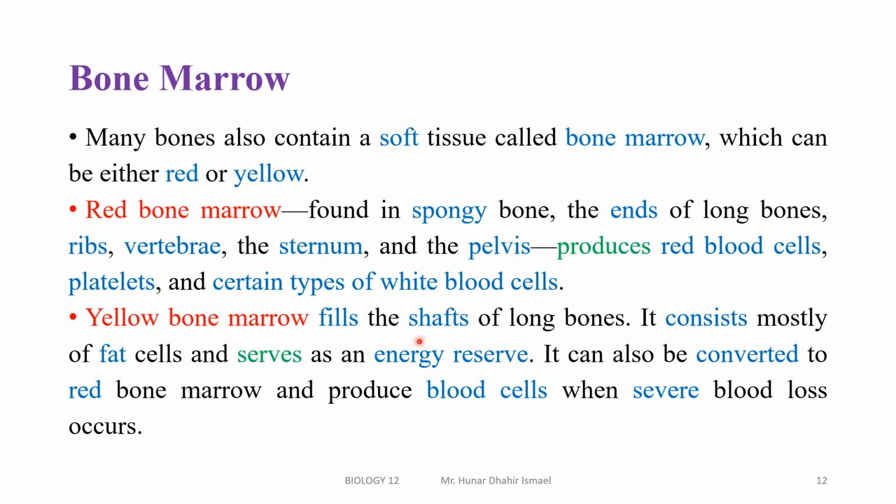Yellow bone marrow fills the shaft of long bones. It consists mostly of fat cells and serves as an energy reserve. It can also be converted to red bone marrow and produce blood cells when severe blood loss occurs.